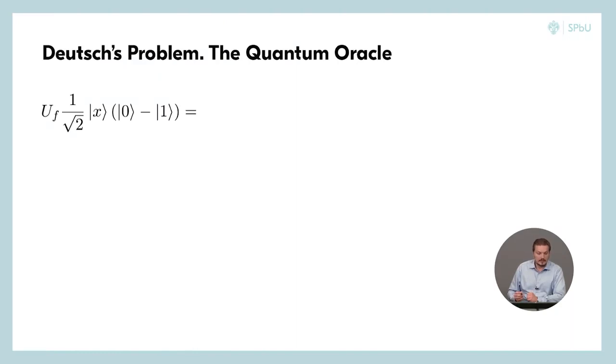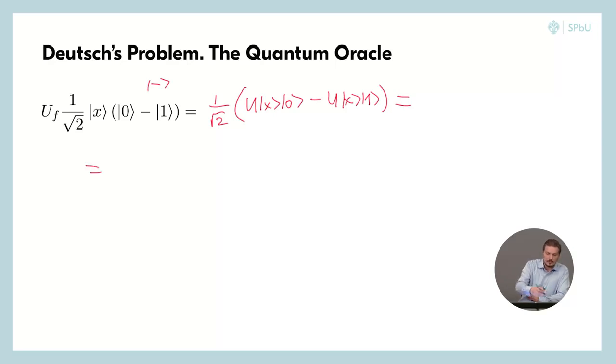Having the quantum oracle defined like this, we obtain another useful and interesting feature. If we apply our oracle to this type of states, where in the last qubit we have this Hadamard minus, let's see what we get. So this operator is linear, and we can write like this: x 0 minus x 1. Now let's recall how this operator works. x, f of x, minus x, 1 plus f of x.